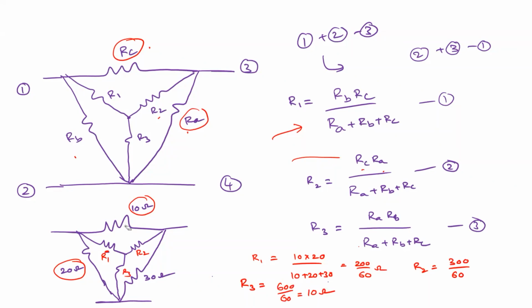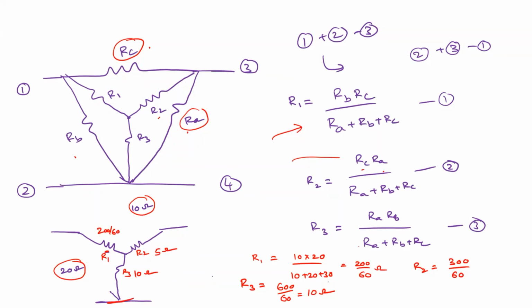So now you can erase this one. This is your equivalent star connection. You have this one, 200 by 60 here, this is 5 ohm, and this is 10 ohm. Is this clear? So how to solve this?